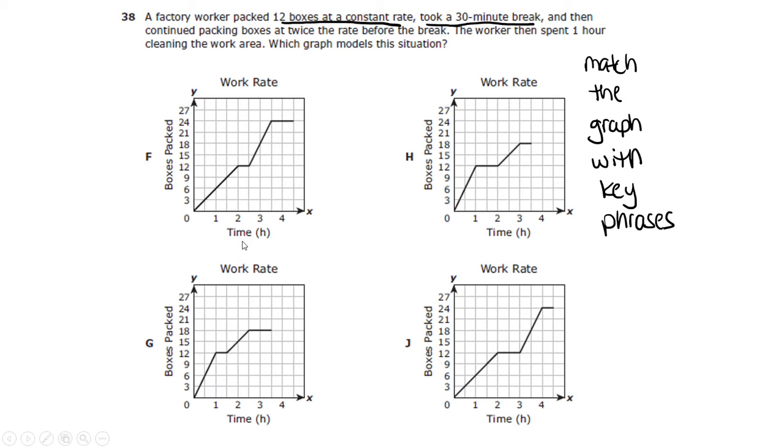Now next, you have to take a 30-minute break. If you notice, 30 minutes, time is on the x-axis, and they're going up by 1 whole hour each time. So 30 minutes would take it in half. So only one of these will have a 30-minute break. Actually, 2 of them have a 30-minute break. But then you have to pack at twice the rate before the break. So that means it has to go up steeper or faster than before. Then you spend an hour off. Okay, that is a lot of hints. Hopefully you have your answer.